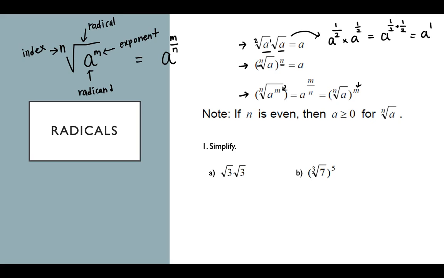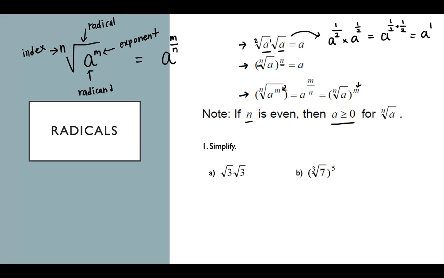Also keep in mind, if the index number is an even number, then the base, the radicand, must be greater than or equal to 0, because you don't want a negative under the square root sign, right? Then it's going to be an imaginary number. So keep that in mind.